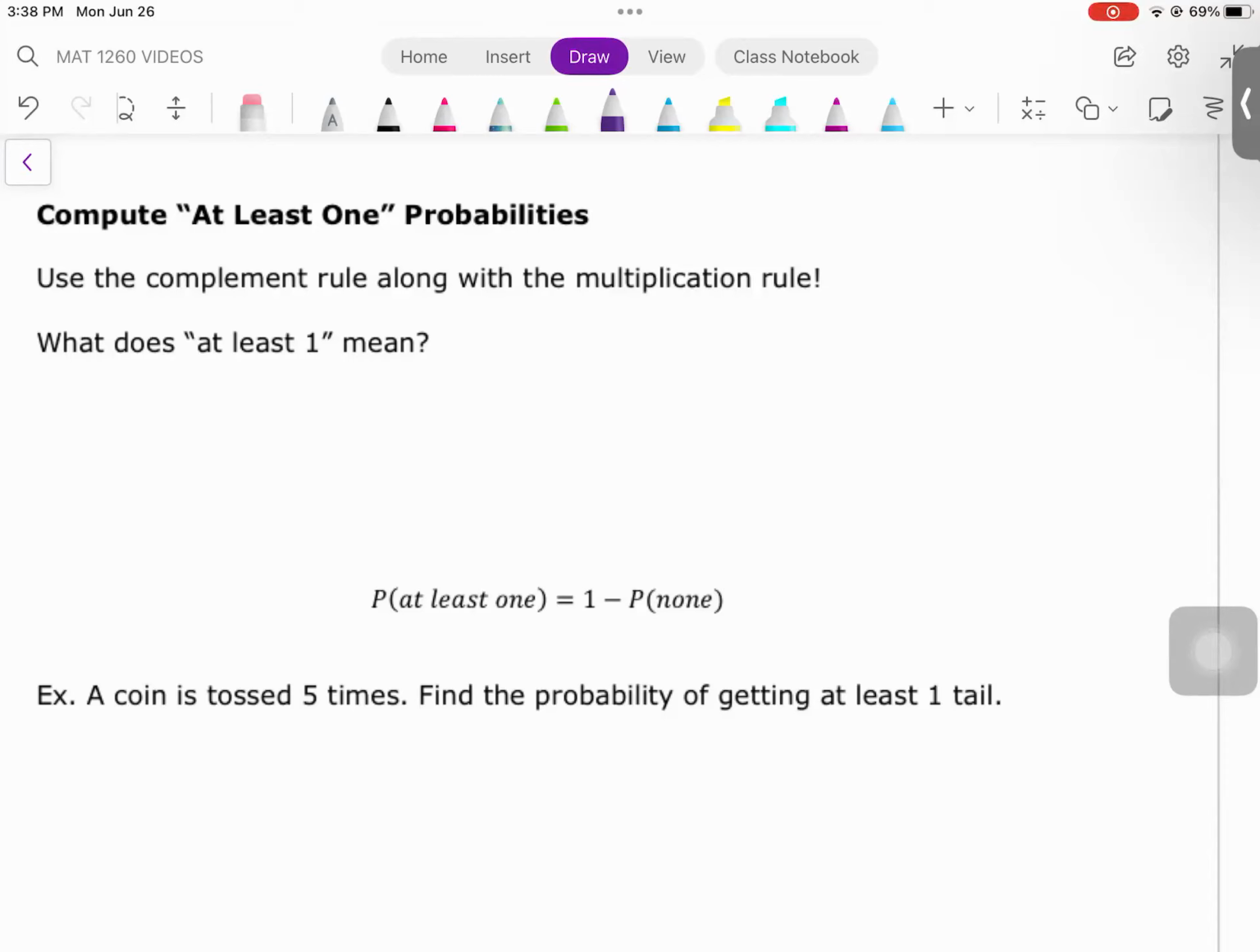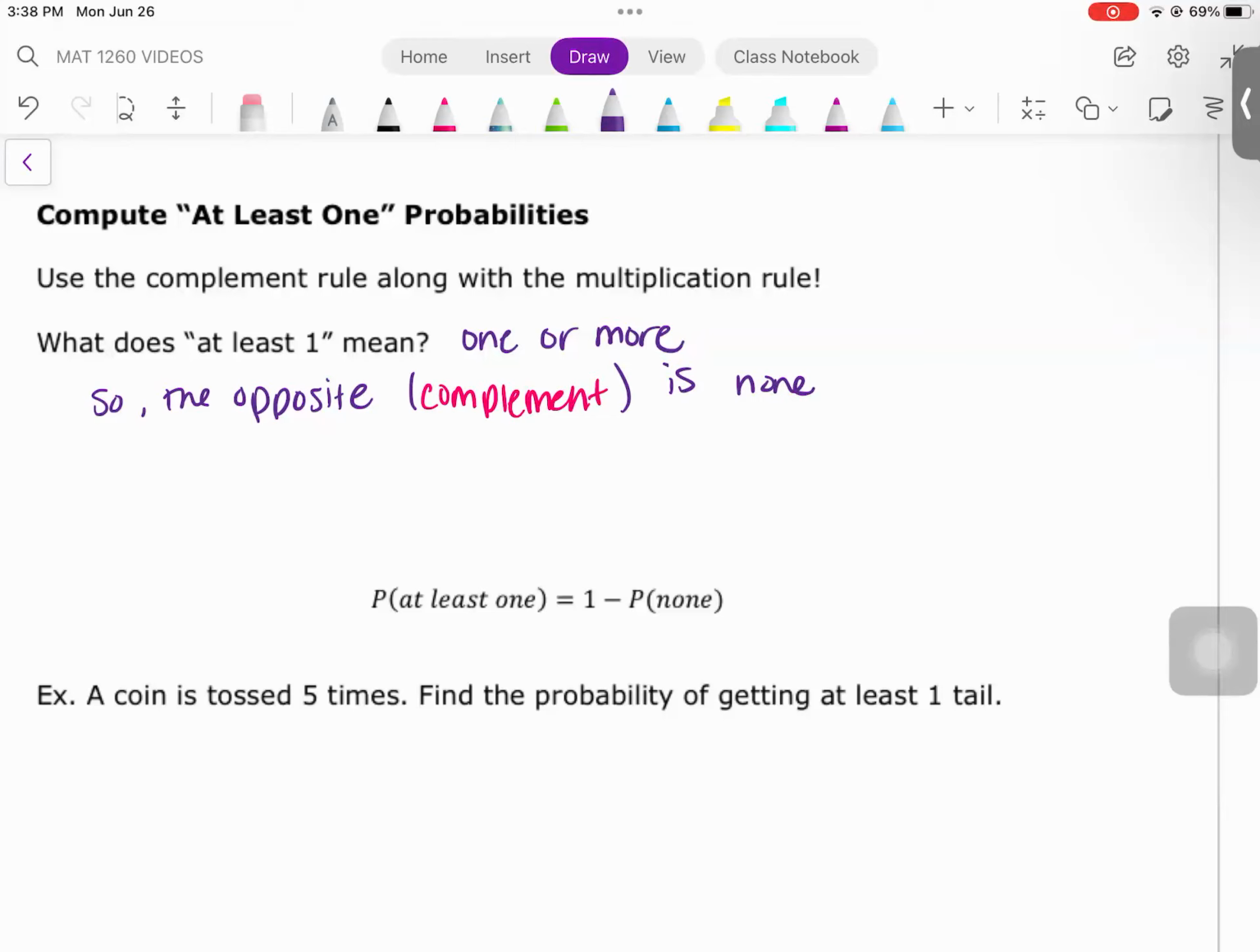Next, we're going to look at "at least one" probabilities, and these are related to the multiplication rule. So let's start by identifying, what does "at least one" mean? Well, at least one means one or more. So the opposite, or the complement, would be none. The opposite of one or more is none.